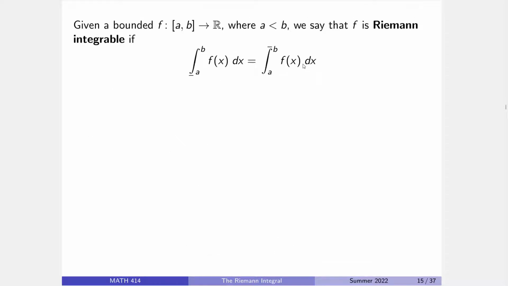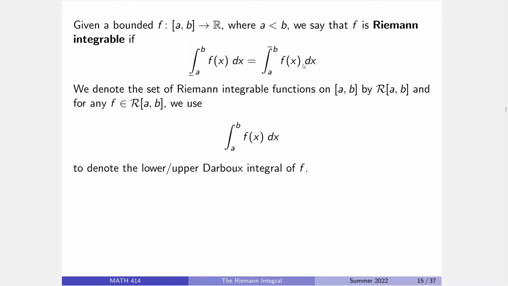But for us, we'll say a function is Riemann integrable if the upper and lower Darboux integrals are in fact equal. No more, no less. That's all it is. Okay, and so we're going to work with the set of all such Riemann integrable functions quite a bit. So the notation I'm going to use is as follows: R of [a, b].